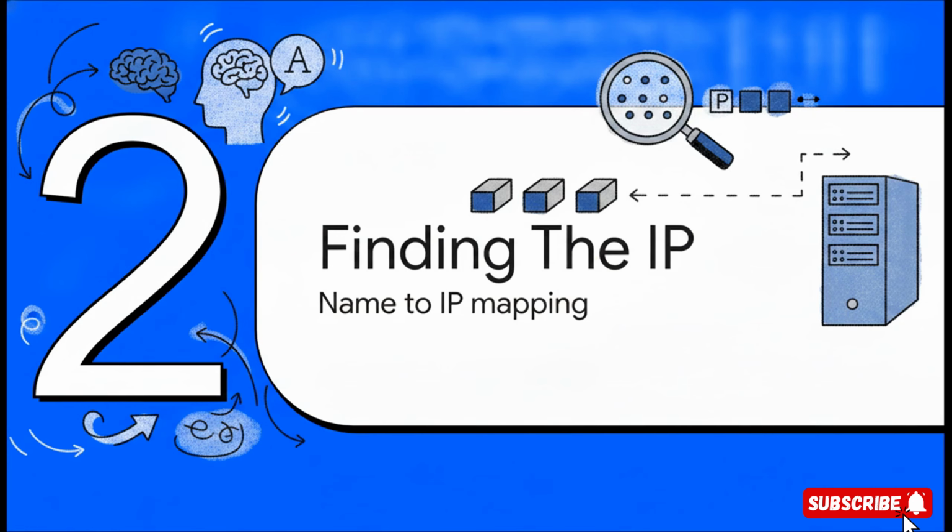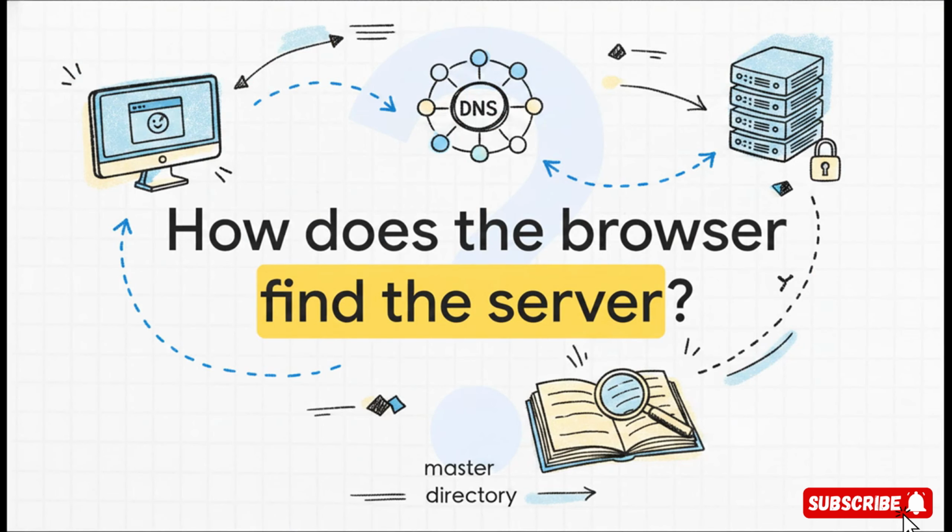All right, moving on to Section 2, finding the IP address. Here's the catch. Computers are absolutely terrible at remembering names like jennapeterson.dev. They need a numerical IP address. So how exactly does the browser find the server? If it only has a name but desperately needs a number, who does it ask?